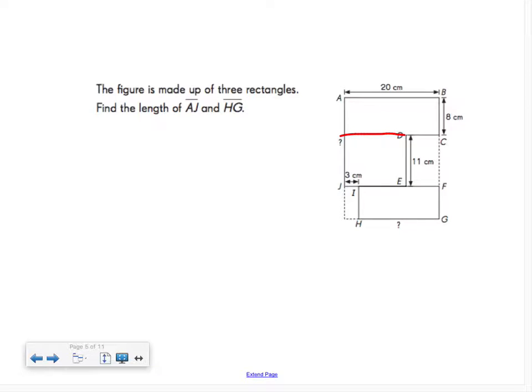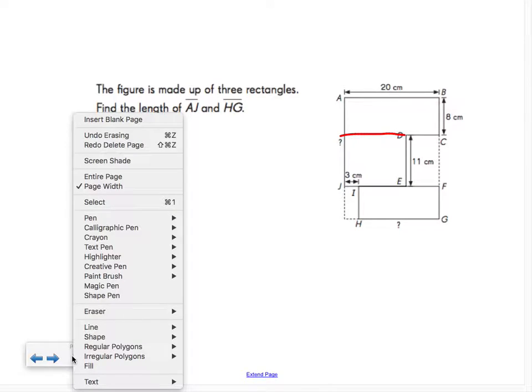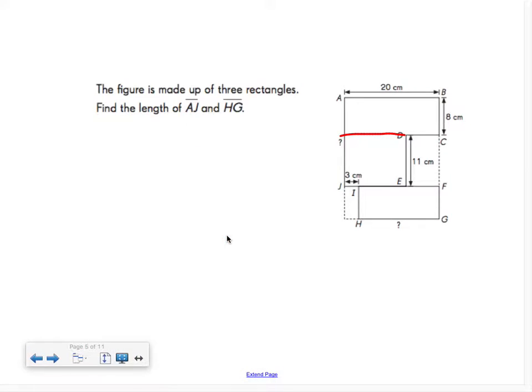Well, I'm going to highlight. I have a little highlighter. Look at this. I do have a highlighter. Okay. AJ. Ooh, where is that? There it is. And HG down here. Now that I have my highlighter, I can find the rest.